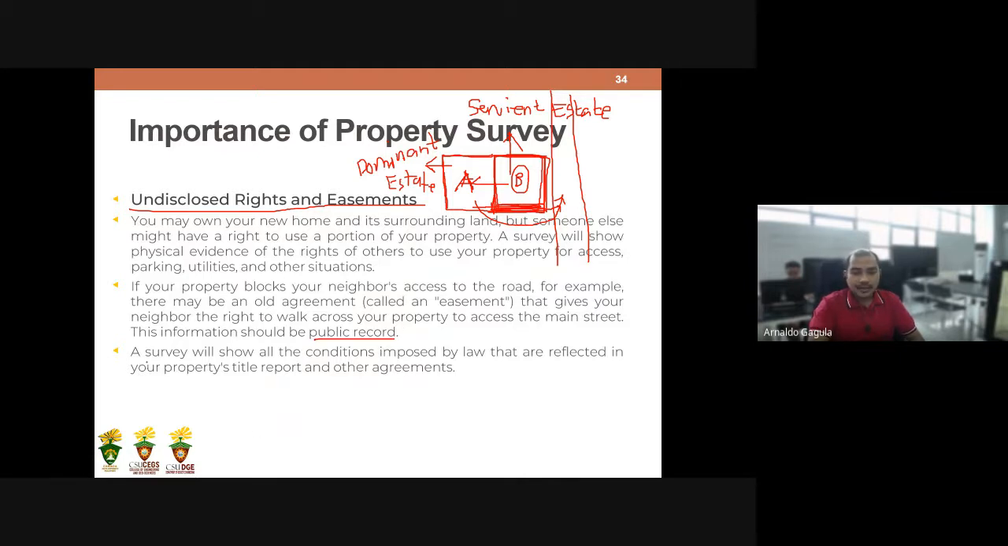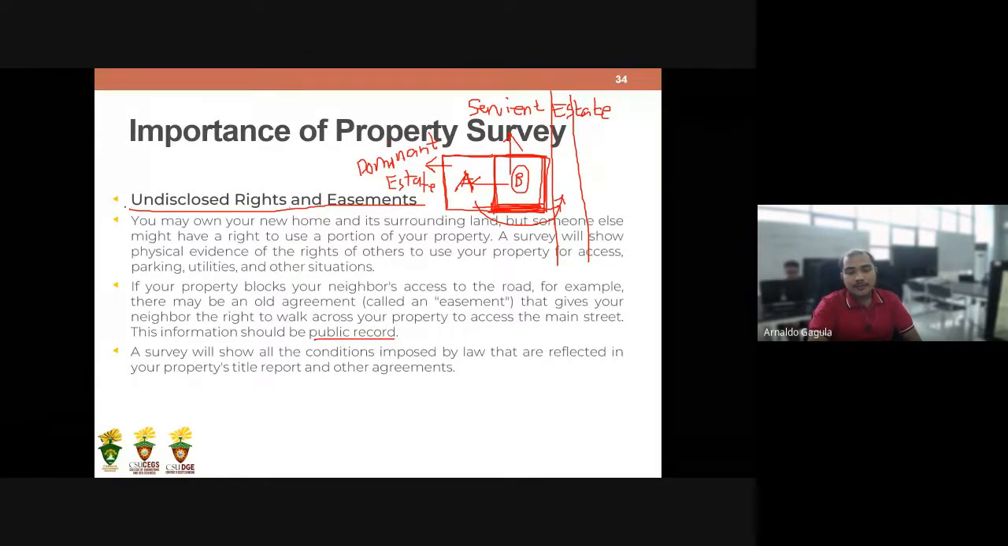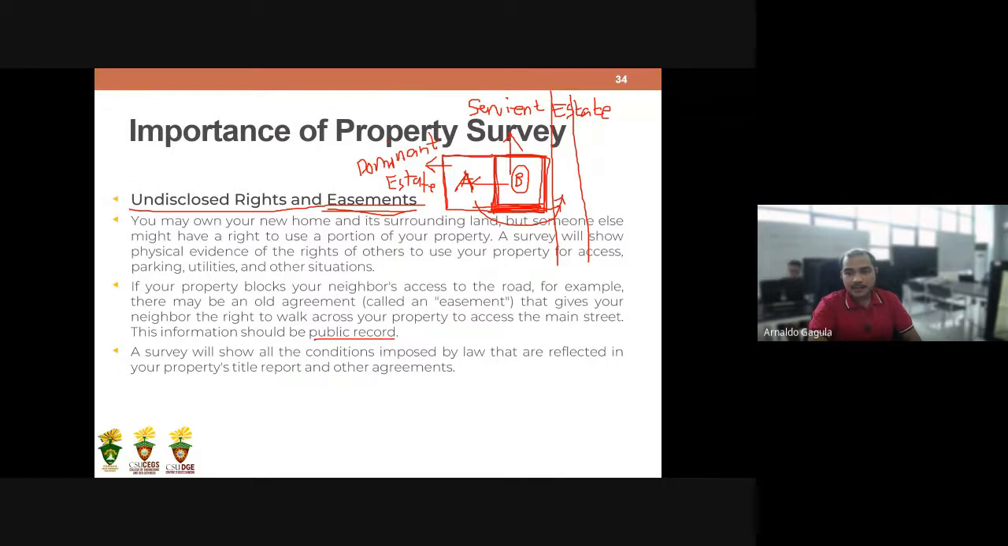So a property survey will show the conditions imposed by law that are reflected in your property's title report and other agreements. So if there is an agreement or easement, they should be allowed to pass, it should be public record, and it should be surveyed by a geodetic engineer so it can be indicated in the lot description of property B. It is stated there that 2 meters was placed as an easement for the dominant estate. So, that's why property survey is important.